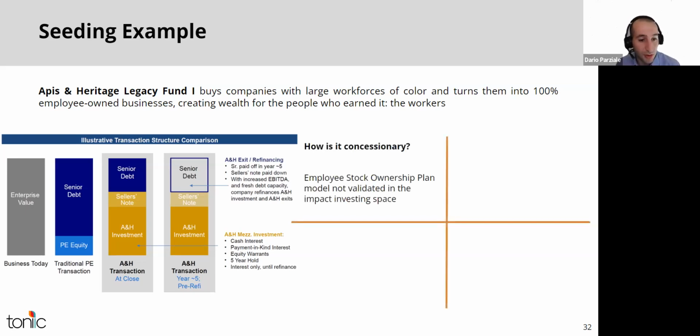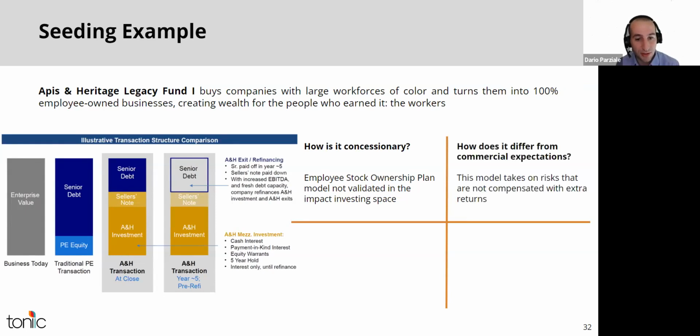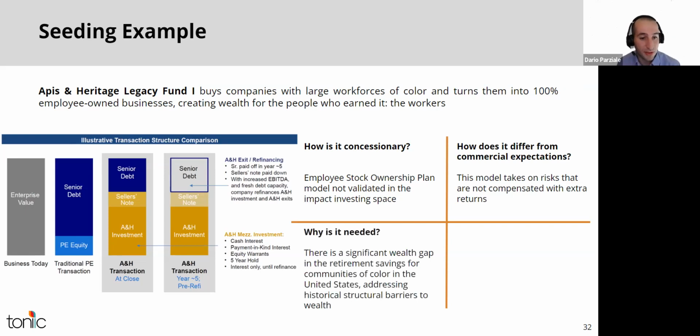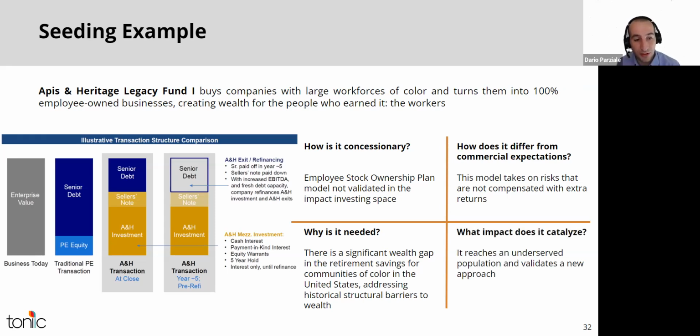It is concessionary because this was an unproven model. The employee stock ownership plan was validated in traditional industries, but never in the impact investment space. And it differs from commercial expectation because this model takes on risks that are not compensated with extra return. It is needed because there is a significant wealth gap in the retirement savings for communities of color in the United States, addressing social and historical structural barriers to wealth. And the impact that it catalyzes is to reach an underserved population and validate a new approach.